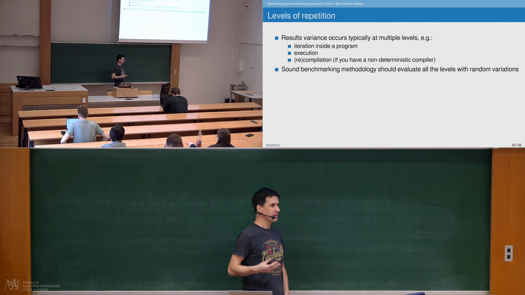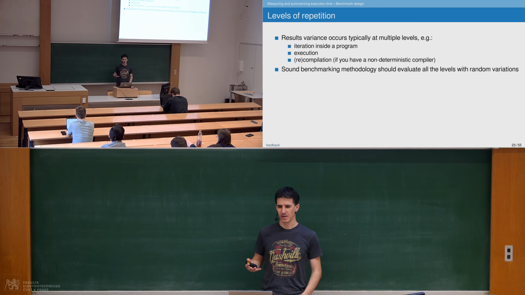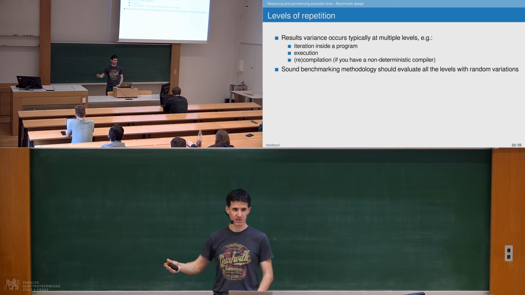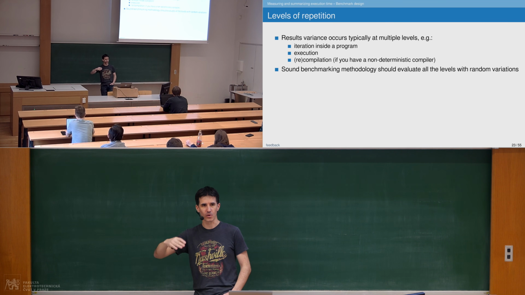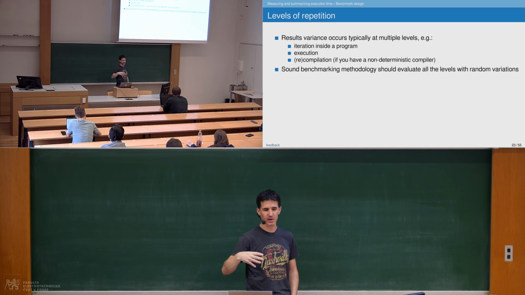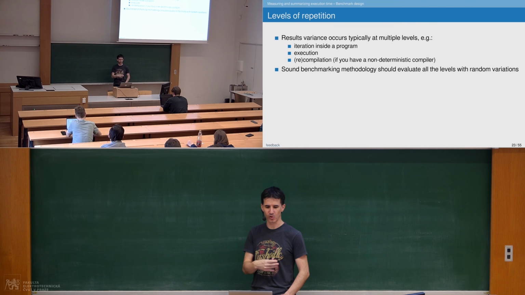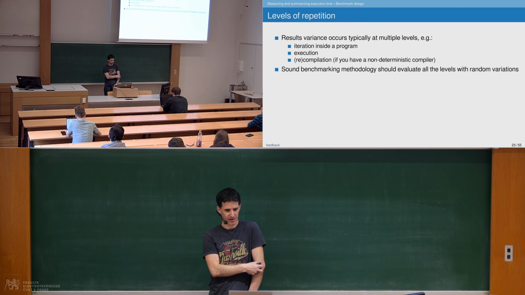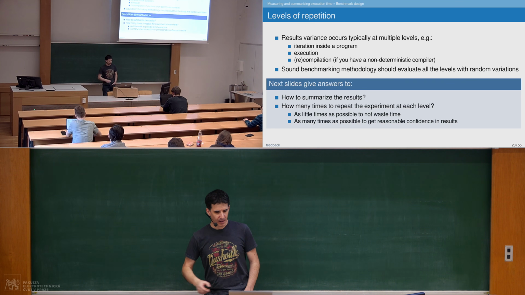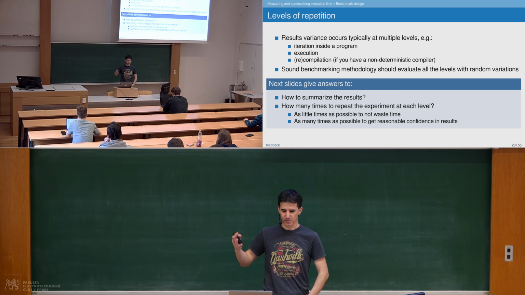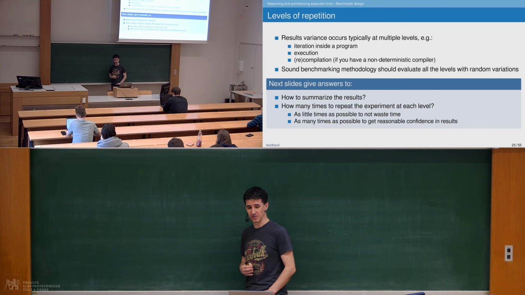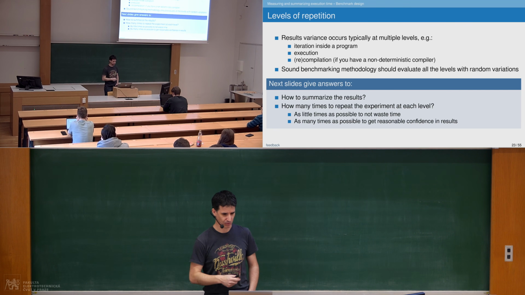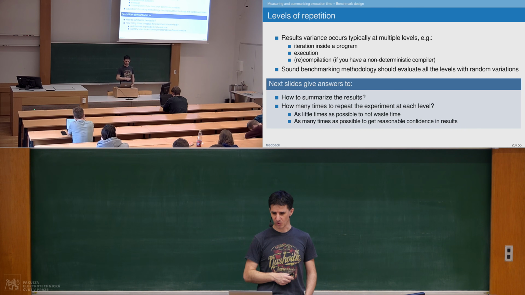So the point is that you have to repeat things, and you have to repeat them at different levels, from iterations inside the program through execution of your whole program, and maybe you have to repeat even the compilation of your program if you use a just-in-time compiler or a non-deterministic compiler. So yeah, that's what the next slides are about, and you will actually have some exercise about how to deal with that in practical terms.